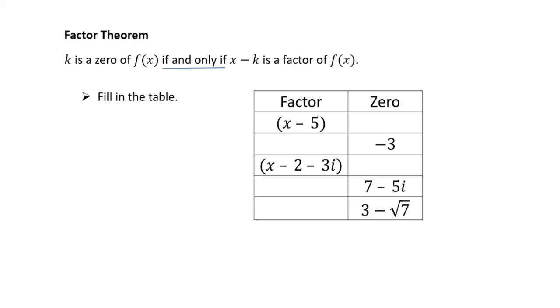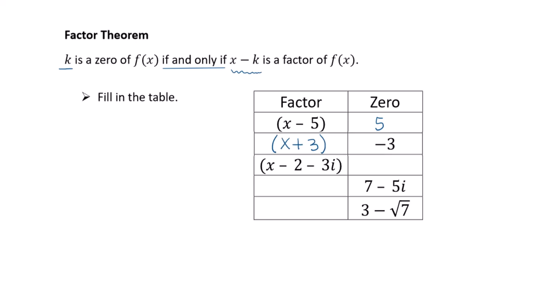Here we have a factor of x minus 5. Well, I know by this theorem if x minus 5 is a factor, then k is the zero. So what is the zero? x minus 5, 5 is the zero. So 5 is your zero. Now if I have a zero of negative 3, then I know that x minus a negative 3 is going to be my factor.